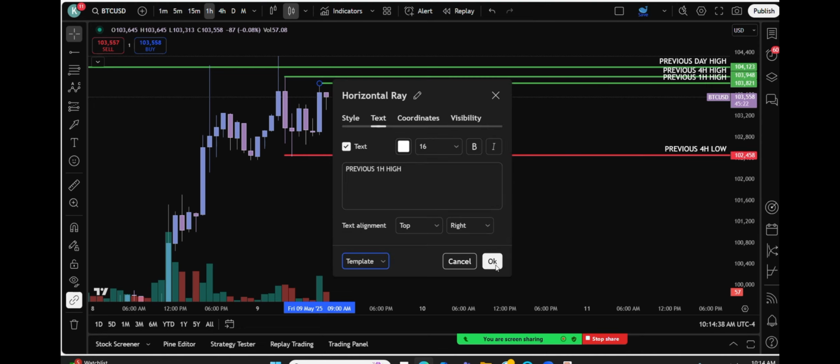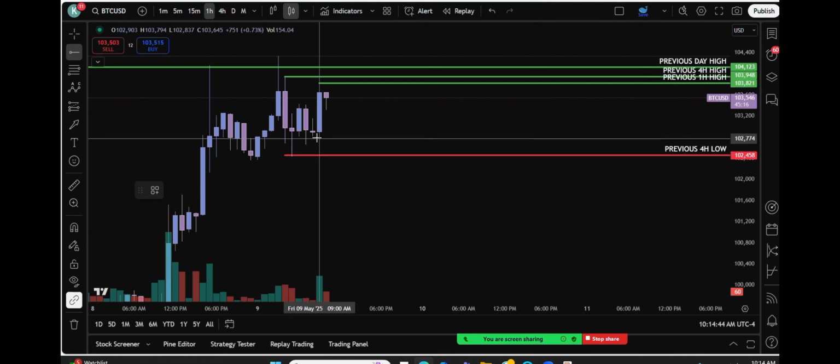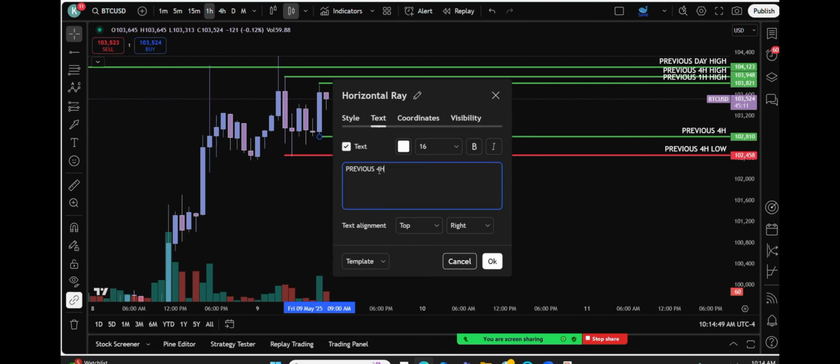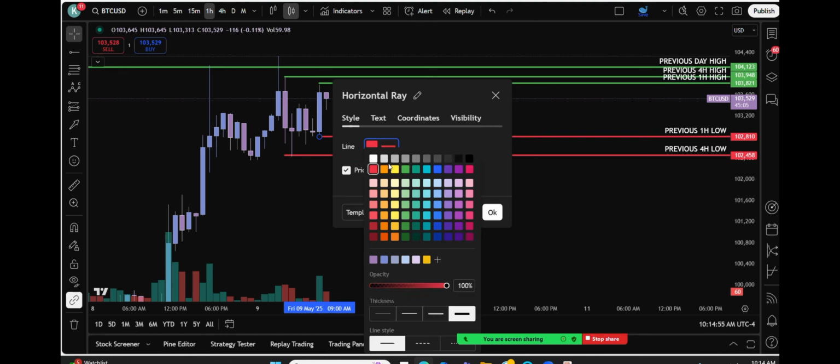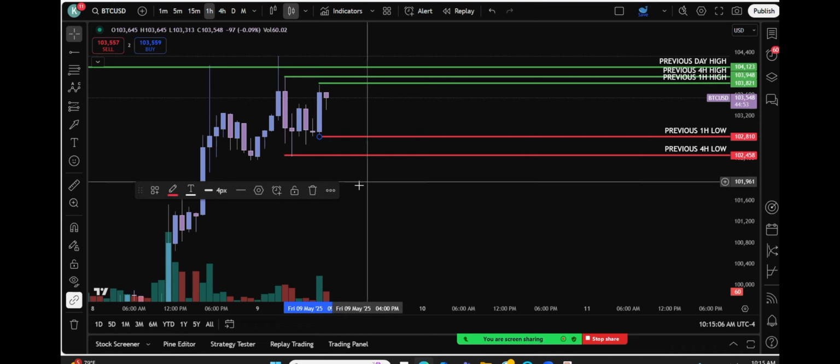Trust me, we're not going down to the 15-minute. P1H, like it's not. This is the last one. So, alright, same thing: PL low. We want that line to be green, I mean red. Save it. PL, P1L.